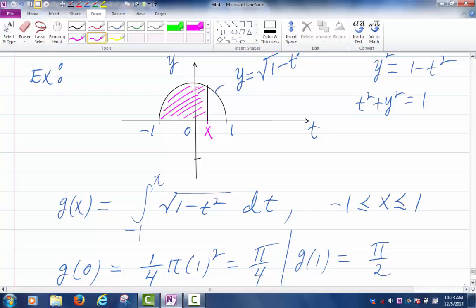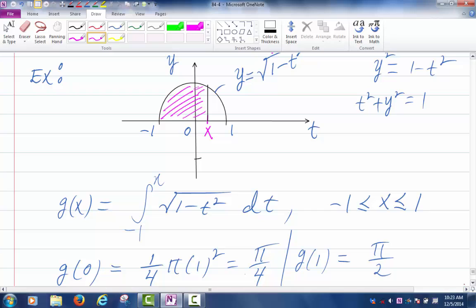1/4 of the area of the circle, which is 1/4 of pi, because the radius is 1, right? So the value of g of 0 is pi over 4. What's the value of g of 1? G of 1 would be the upper half of the circle, so it's half of the circle.